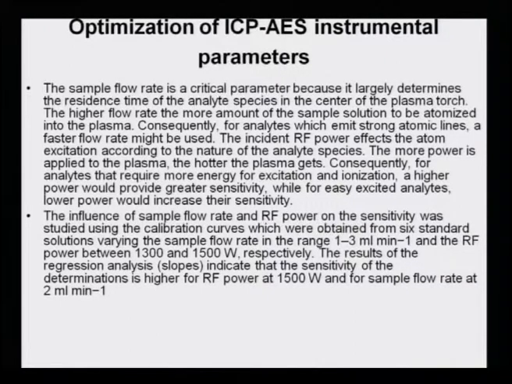The influence of sample flow rate and RF power on sensitivity was studied using calibration curves, which were obtained from 6 standard solutions, varying the sample flow rate in the range of 1 to 3 ml per minute and the RF power between 1300 to 1500 watt respectively. The results of the regression analysis, that is the slopes, indicate that the sensitivity of the determination is higher for RF power at 1500 watt, and a sample flow rate of 2 ml per minute is the optimum.